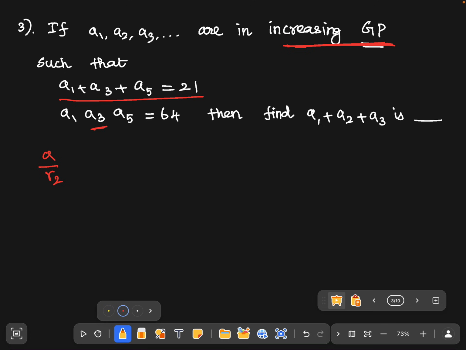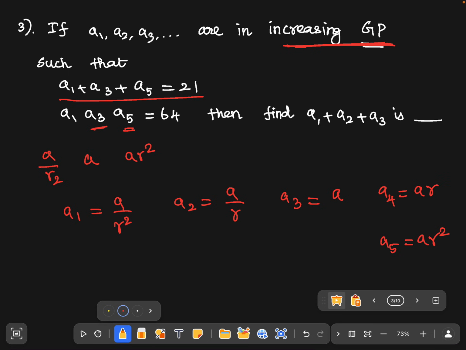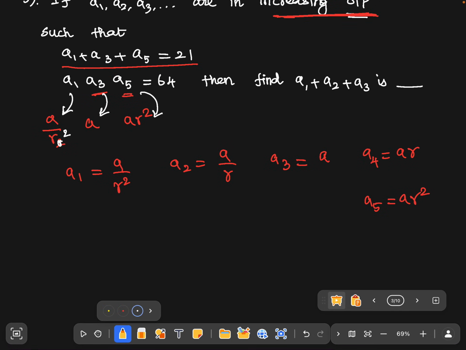So a3 is going to be a, and a5 is a r square, because we know that a1 can be written as a by r square, then a2 can be written as a by r, and the third term a3 is going to be a alone, then a4 is going to be ar, then a5 is going to be a r square. So that is a1 is a by r square, a3 is a, and a5 is a r square.